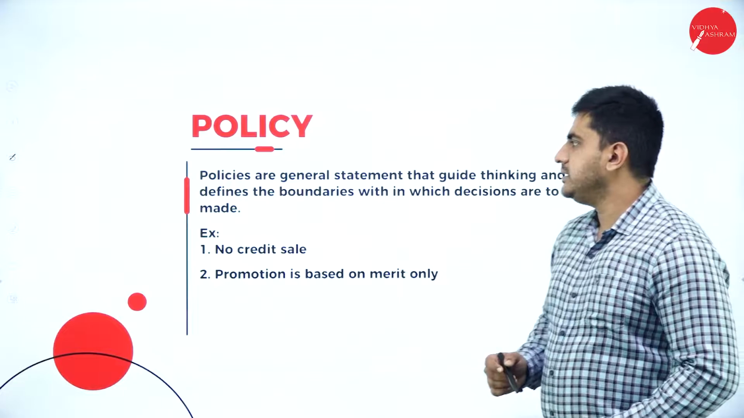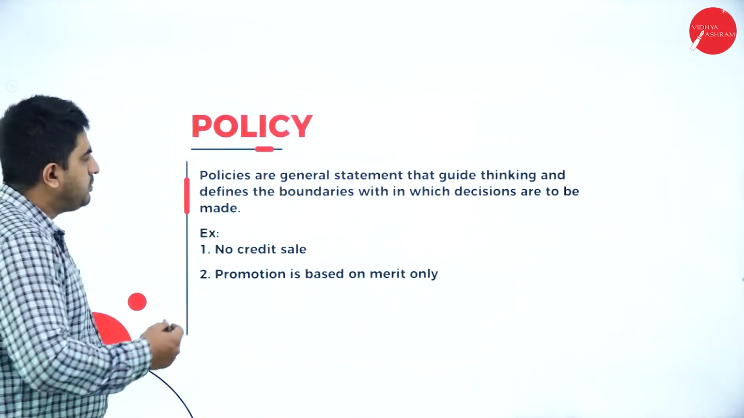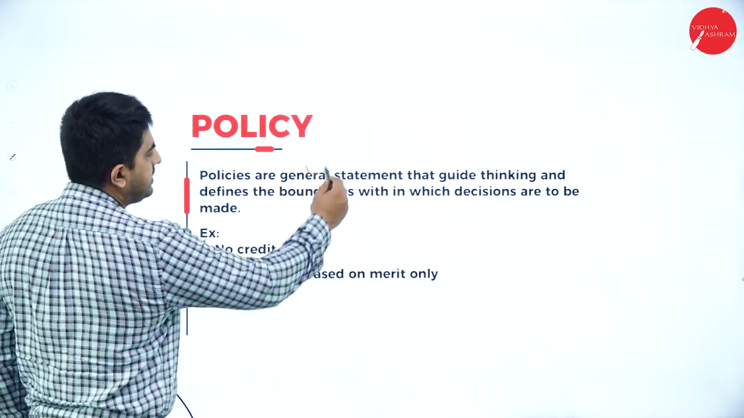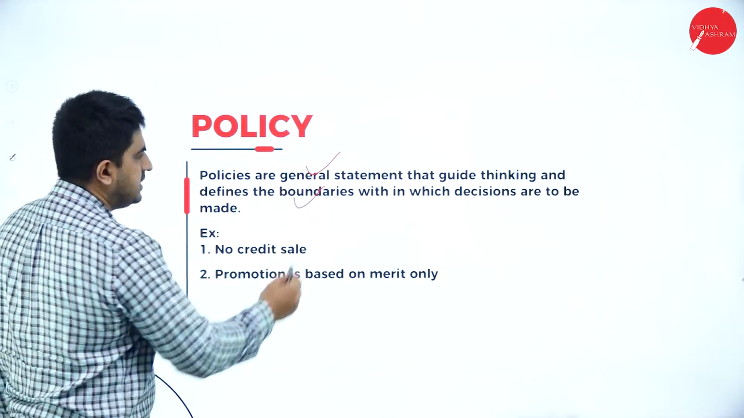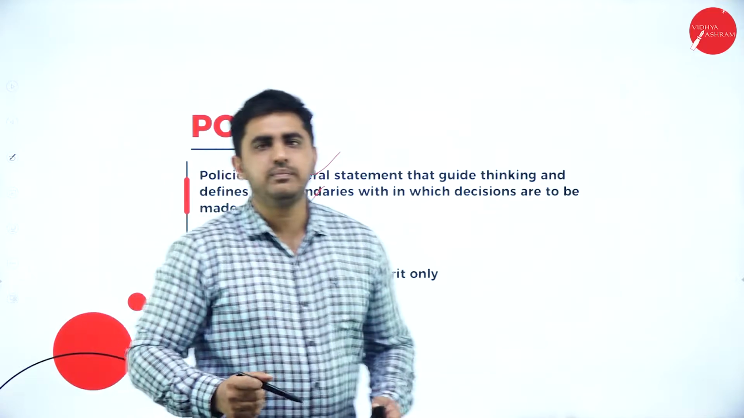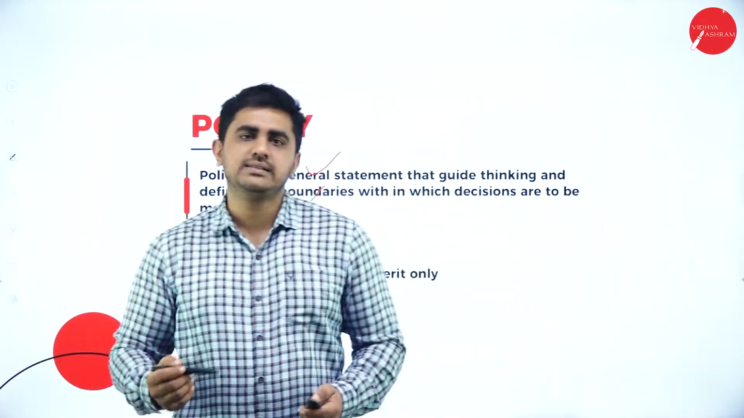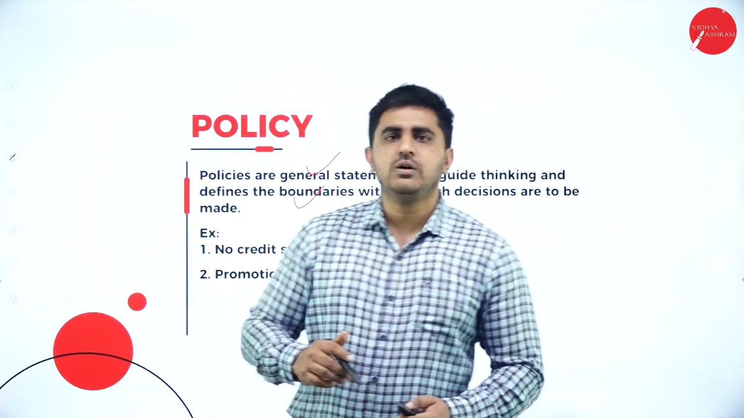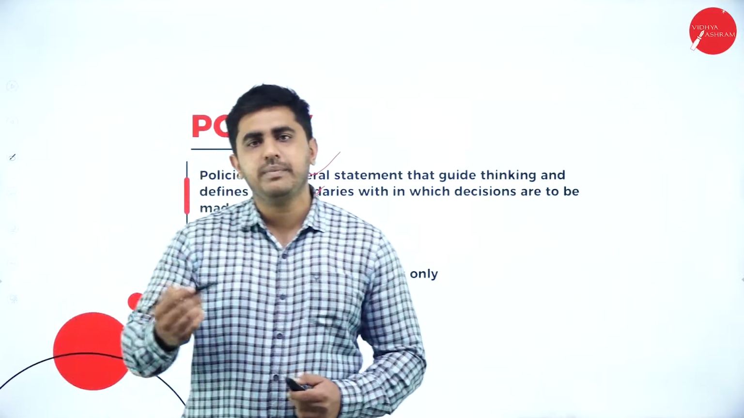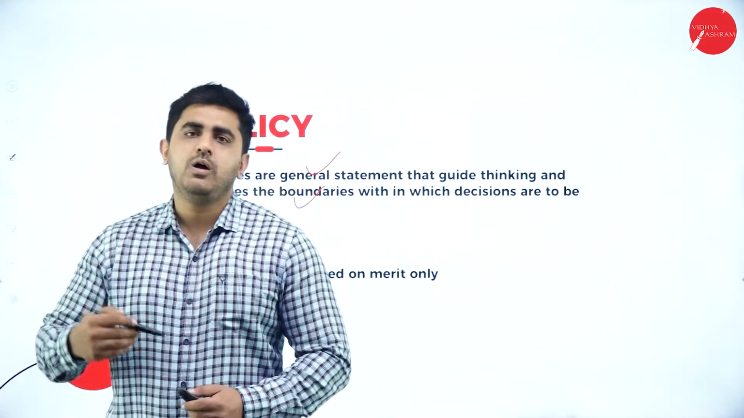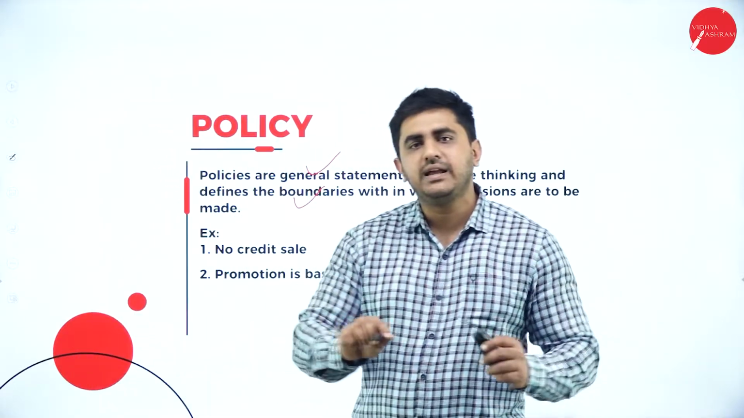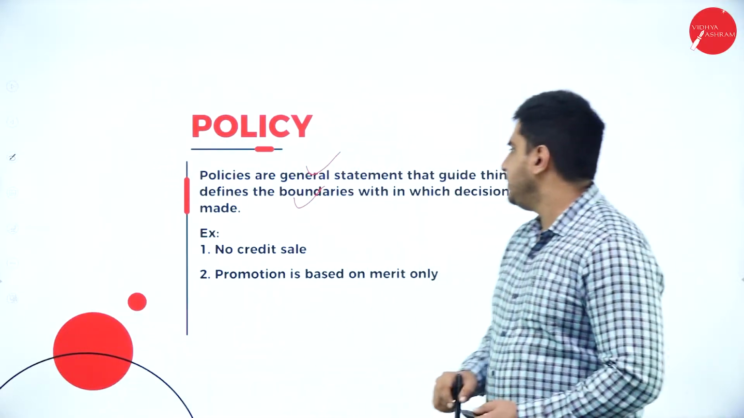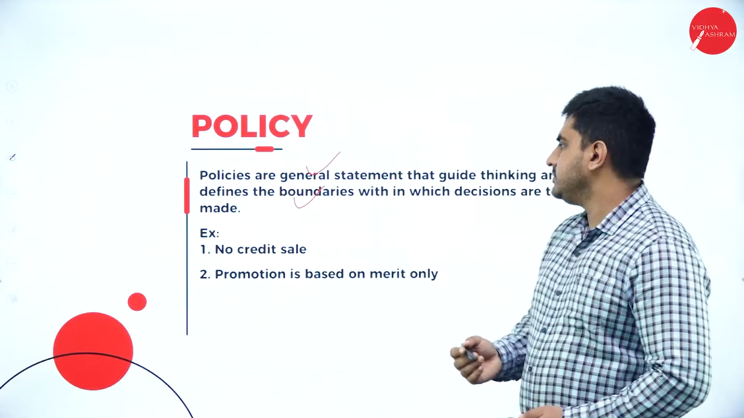Next is policy. What does policy mean? Policies are general statements that guide thinking and define the boundaries within which the decisions are to be made. So the top level managers will come out with certain policies. Decisions taken by any managers, that is middle level or supervisory level or workers, should be within a particular boundary.